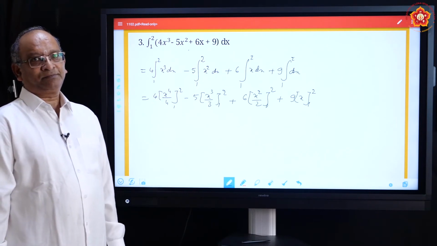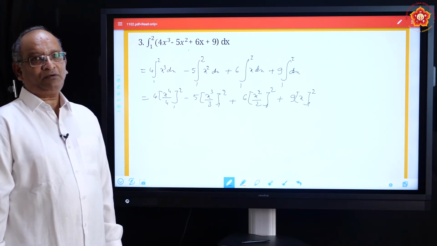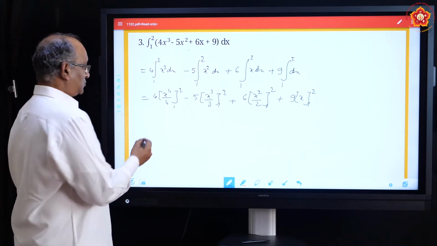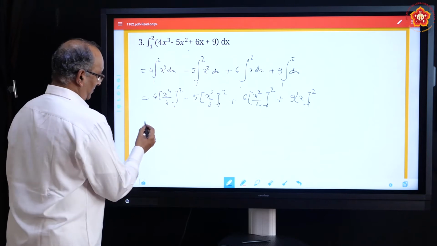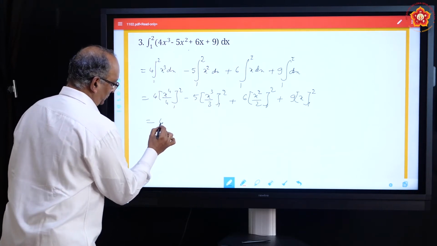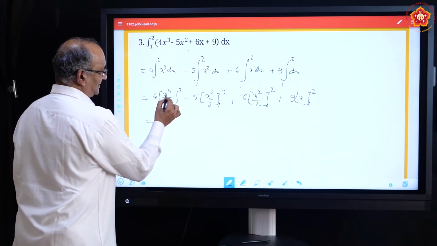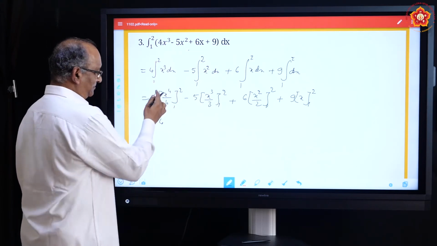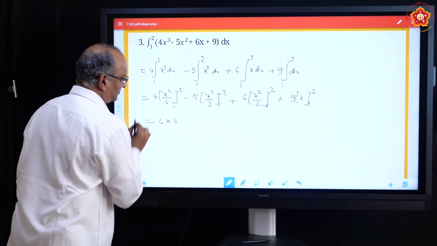Proceed. What do we need to do now? First substitute upper limit, subtract lower limit. So this is 4. X to the power, x is what? 2. 2 to the power 4. 2 2s are 4, 2 4s are 8, 2 8s are 16, by 4 is nothing but 4.